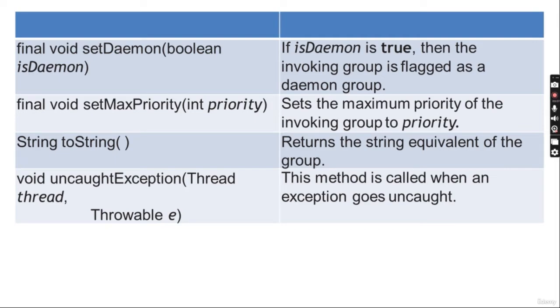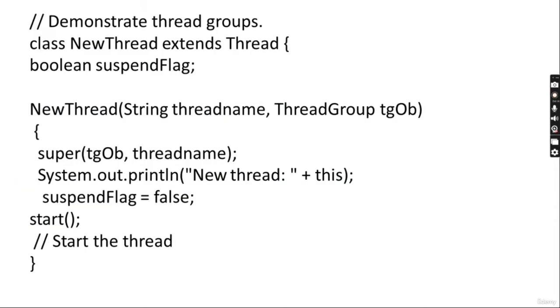final void setMaxPriority(int priority) sets the maximum priority of the invoking group to that of the specified integer priority. String toString() returns the string equivalent of the group. void uncaughtException(Thread thrd, Throwable e): this method is called when an exception goes uncaught.